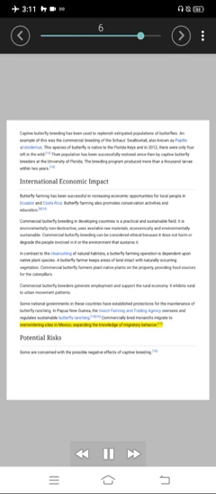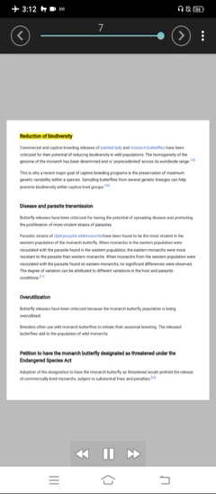Potential risks. Some are concerned with the possible negative effects of captive breeding. Reduction of biodiversity. Commercial and captive breeding releases of painted lady and monarch butterflies have been criticized for their potential of reducing biodiversity in wild populations. The homogeneity of the genome of the monarch has been determined and is unprecedented across its worldwide range.